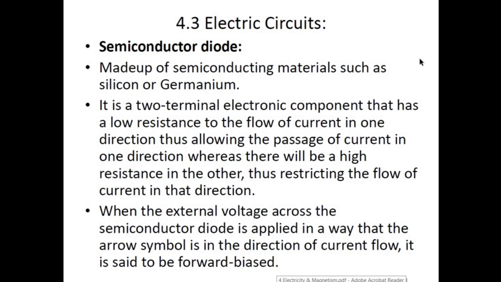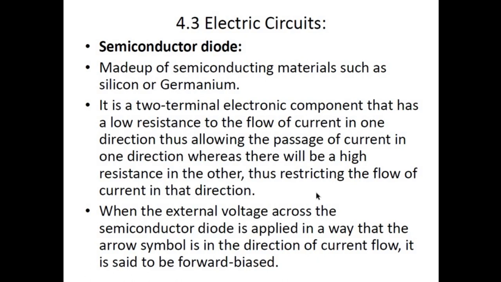Next we have semiconductor diodes, which are made up of semiconducting materials such as silicon or germanium. It is a two-terminal electronic component that only allows current to pass through it in one direction. And what is that specific direction? That the arrow of the diode symbol should be facing in the direction of the flow of the current. And once the diode is connected in that direction, it is known to be forward biased. Whereas if it is connected in the other direction, it is known as reverse biased.